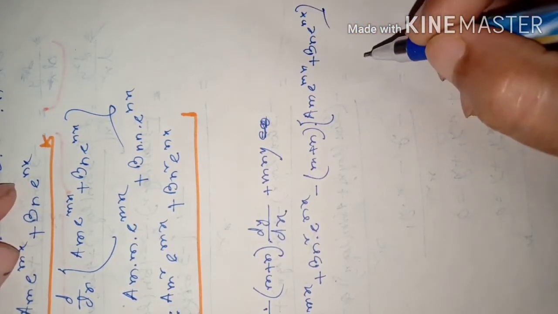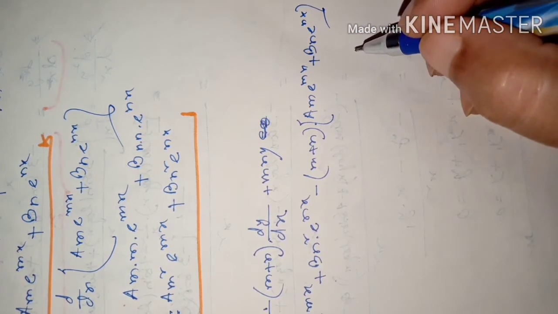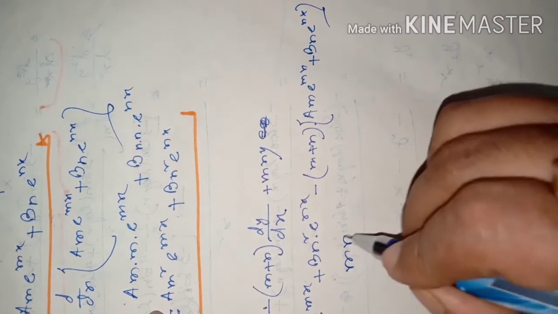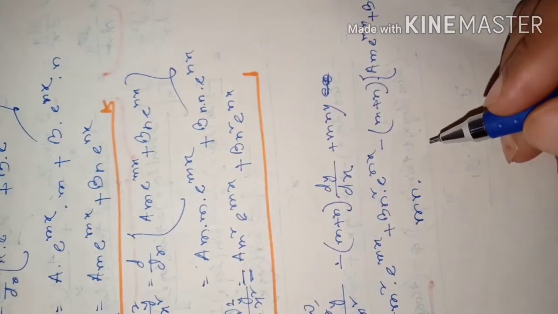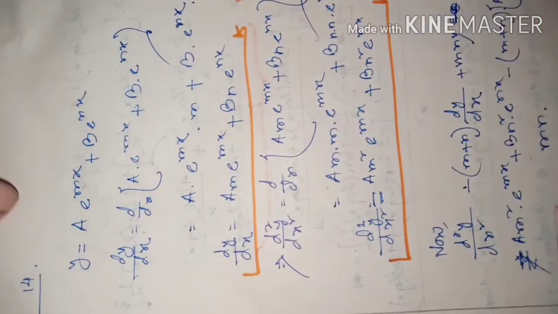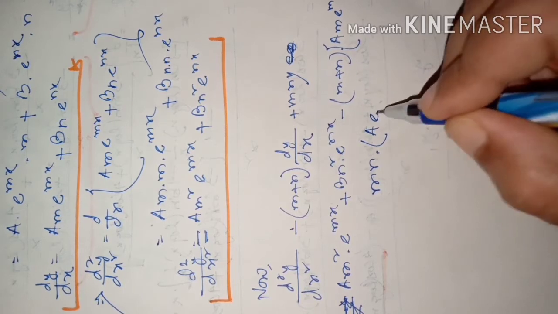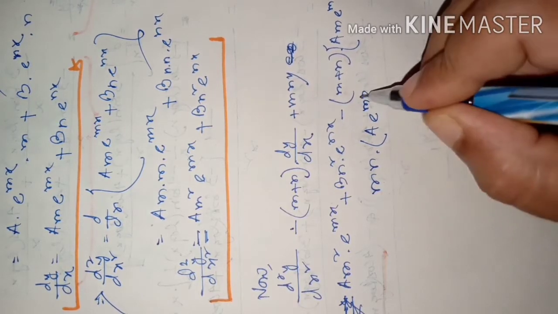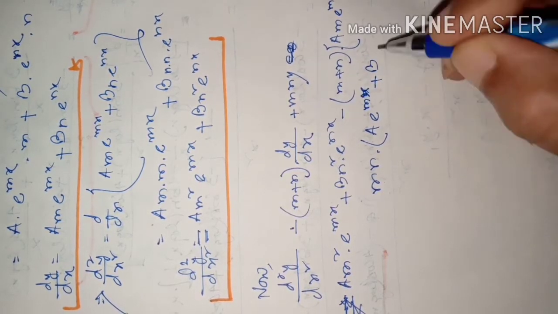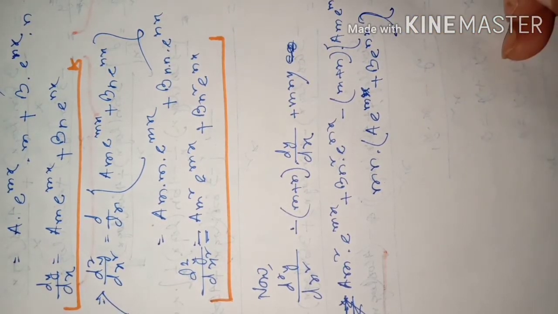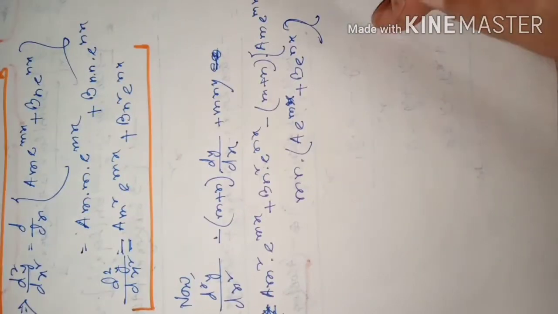Okay. Then after that we need to add what? m n into y. Y is this one, the given expression. Y is this one, so write that here. m n into y. Y is a into e to the power of mx plus b into e to the power of nx. Okay, students. Let us simplify this whole expression now.